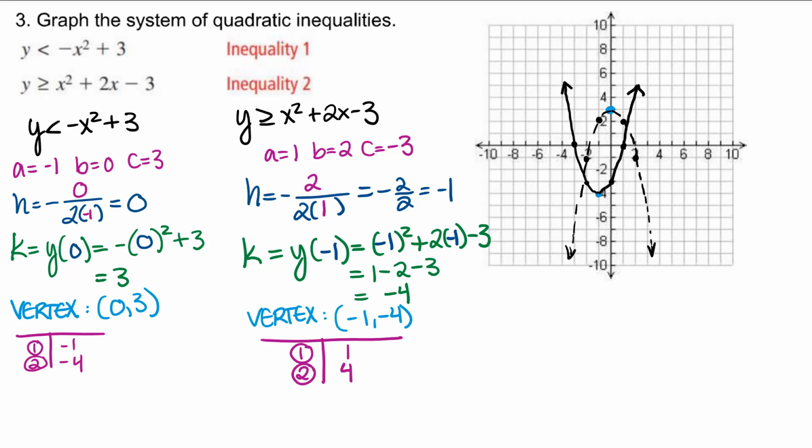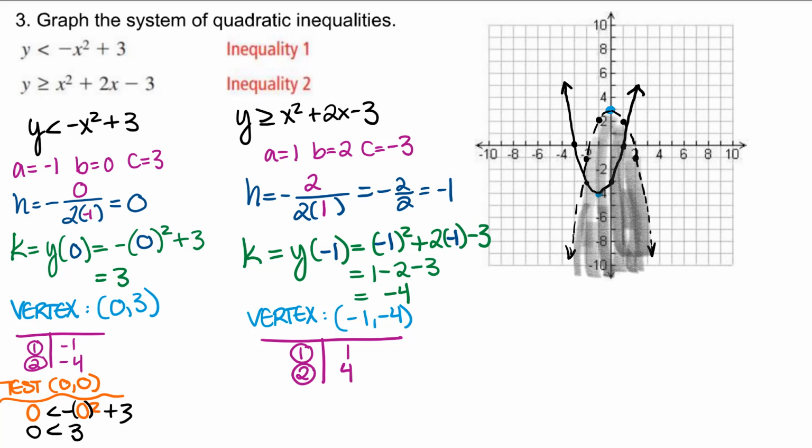Now that we've successfully graphed the parabolas, let's shade the regions. For the first parabola, or the first quadratic inequality, let's test the point 0, 0 to see if it proves as a solution. Zero is less than 3, so 0, 0 is a solution for the upside down parabola. We will shade inside the upside down parabola.